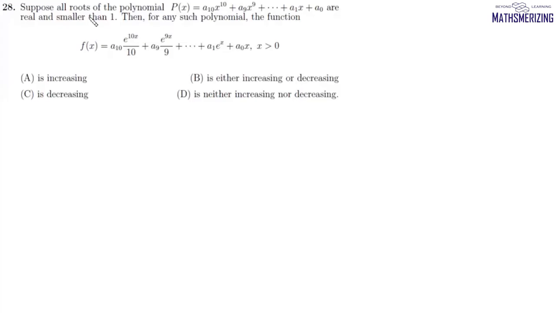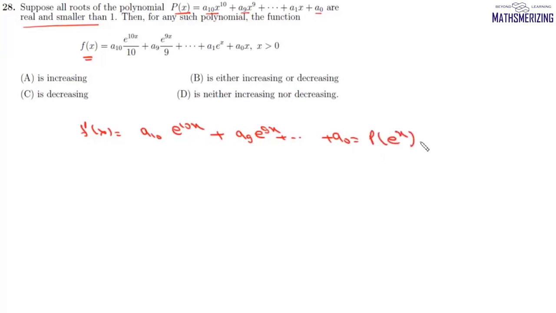Now here the question is, suppose all roots of the polynomial P(x), a10 x to the power 10, a9 x to the power 9 up to a0, are real and smaller than 1. Then for any such polynomial, this function, is it increasing or decreasing? Now we find f dash x will be a10 e to the power 10x, a9 e to the power 9x up to a0, which is P as a function of e to the power x.